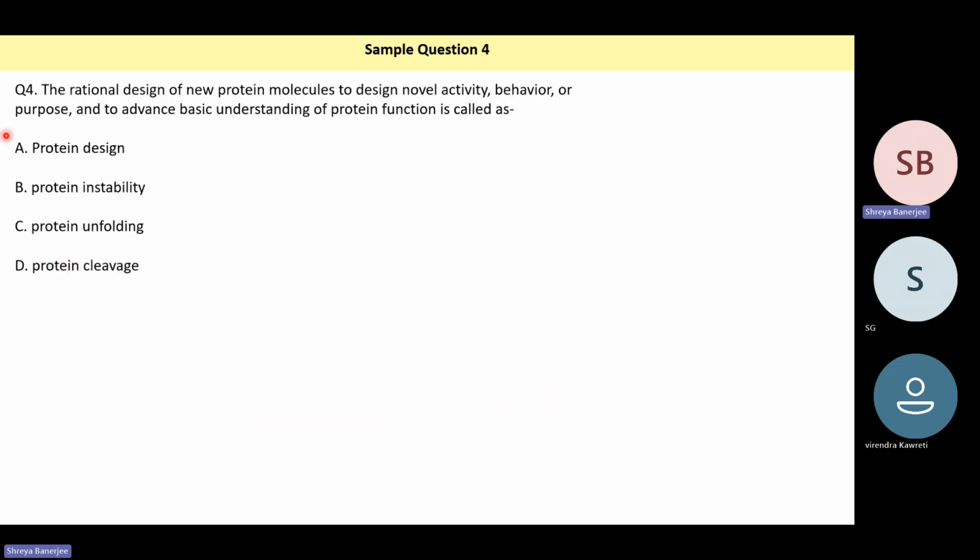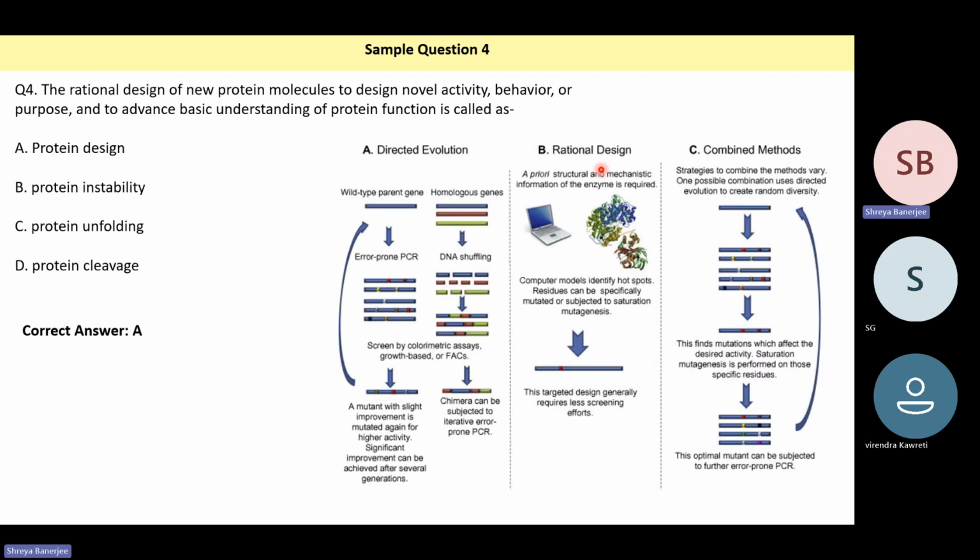The fourth question is asking the rational design of new protein molecules to design novel activity, behavior or purpose and to advance basic understanding of protein function is called as what? So the answer to that is protein design. So obviously it's the design of new protein. So it cannot be protein instability. It has nothing to do with protein unfolding or protein cleavage.